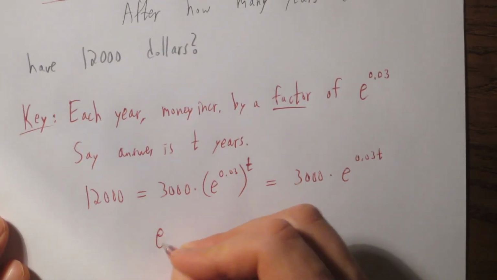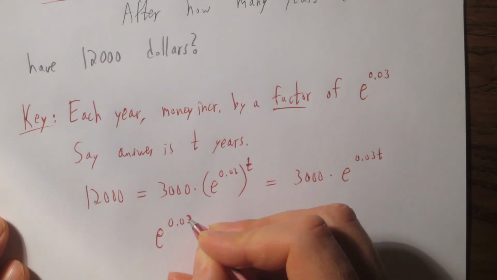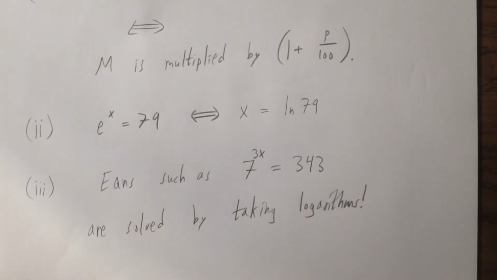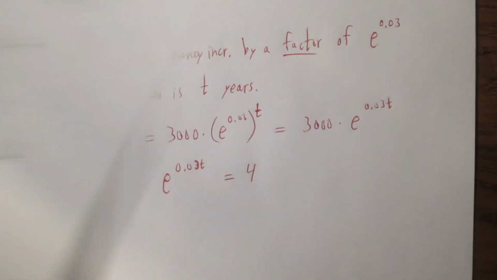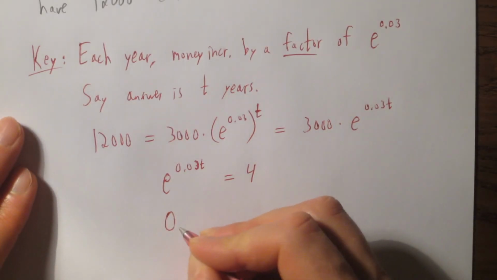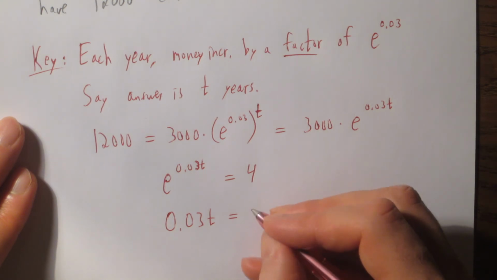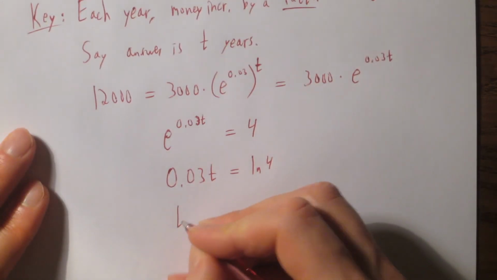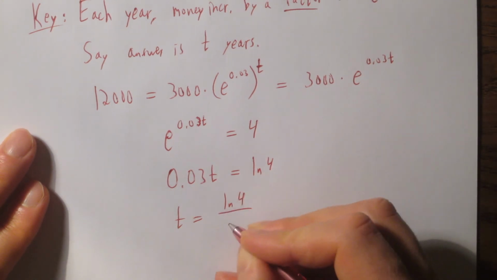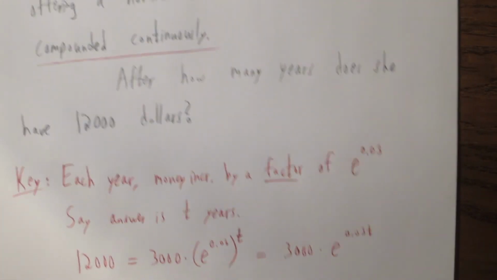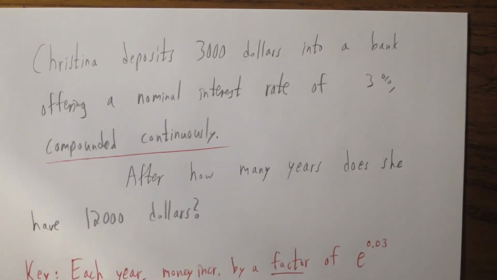So we get e to the power of 0.03t is 4. And now you can take ln, sure, or you can just use 2. So by the definition of ln, the 0.03t here must be ln 4. And so t must be ln 4 over 0.03. So that's the number of years it takes for Christina's money to go from 3,000 to 12,000.